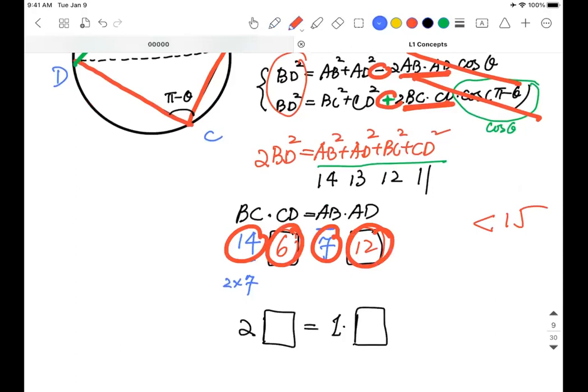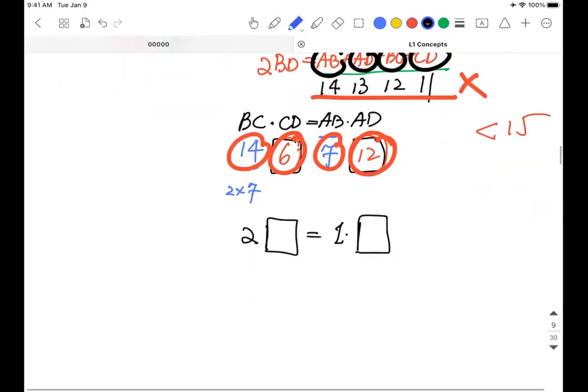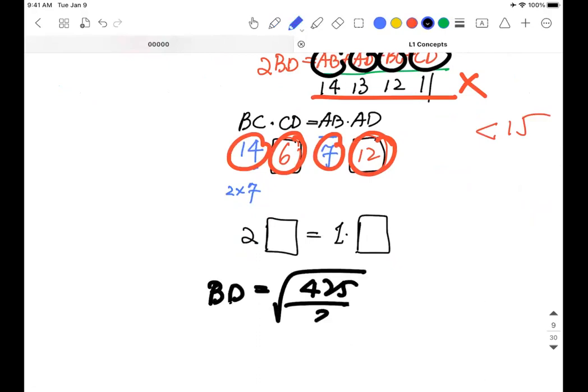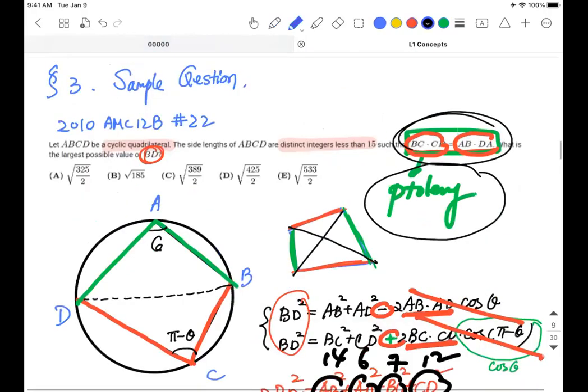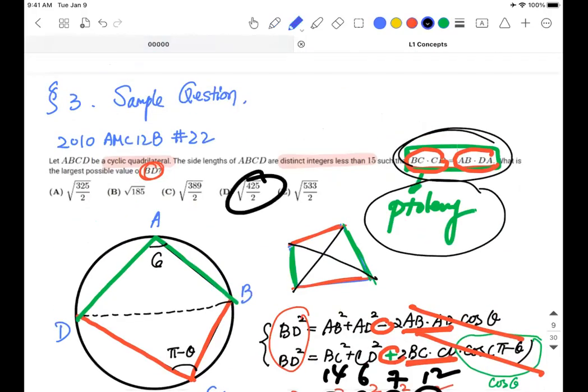So you can see, you can't just randomly pick the largest 4. On the contrary, you need to pick the ones that make sure these 2 sides are the same. So therefore, what are you going to do? Just plug in the values. The following part is more like a calculation. This is 14, this is 6, this is 7, this is 12. You do the calculation, BD equals root 425 divided by 2. So we have root 425 divided by 2.